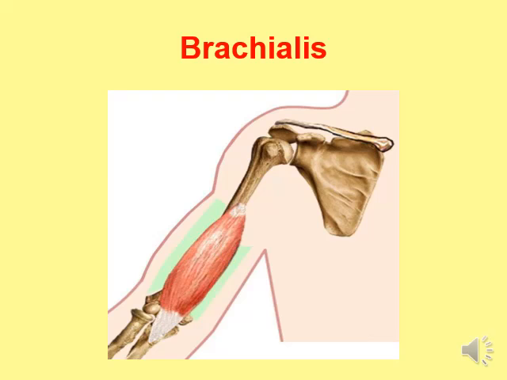This is the brachialis muscle. It takes origin from the lower half of the front of the humerus and it is inserted into the anterior surface of the coronoid process and the ulnar tuberosity.